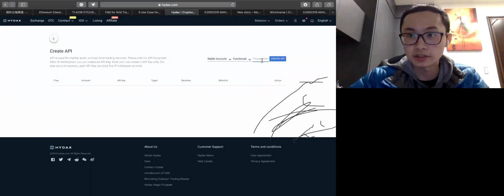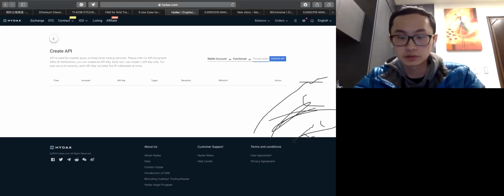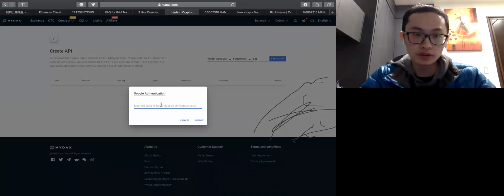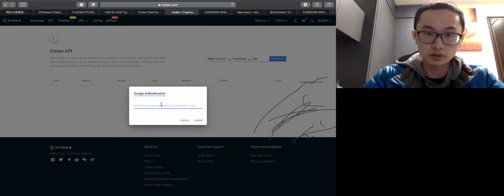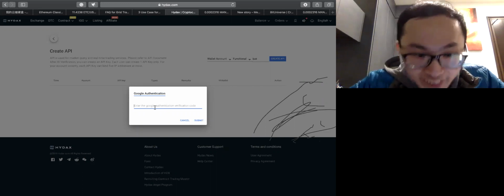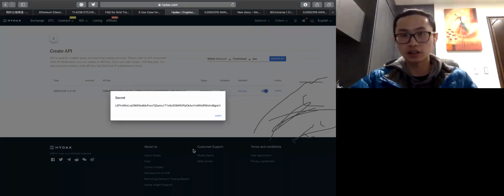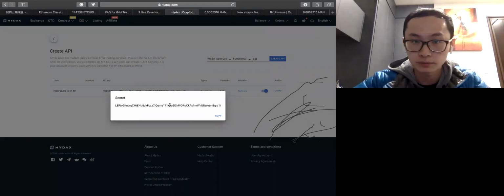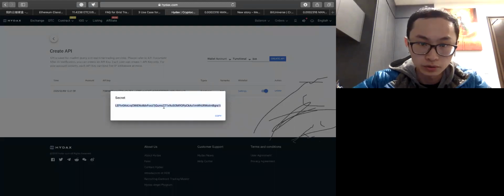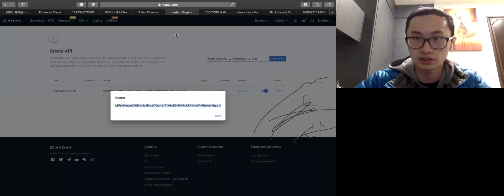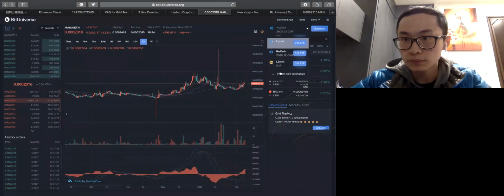So for creating the API keys, first you need to add a remark here. Let's say bot, and create API keys. If you haven't connected your Google authentication, you could connect it right now, because that would be a lot more secure for your account. After you input your Google code, you will have your API secret. Let's just copy and paste it here.